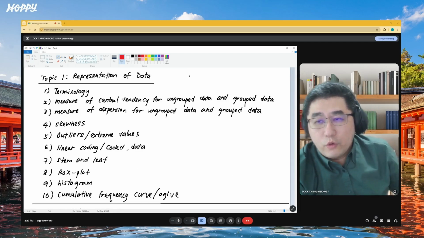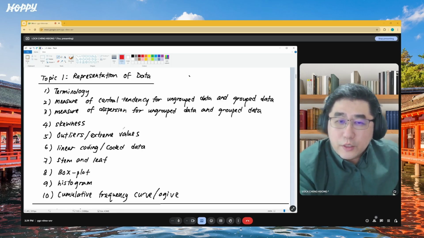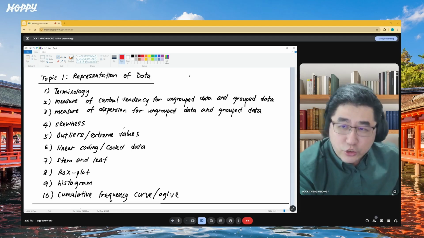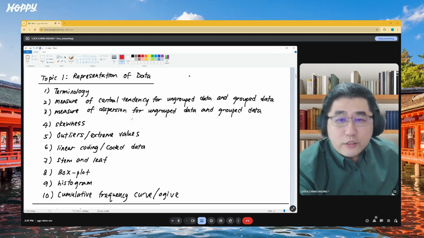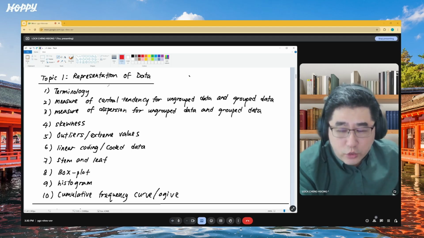For topic 1, especially for students who are not familiar with managing data, you have more things that you need to know. Topic 1 is representation of data.